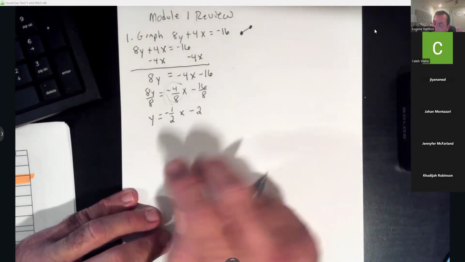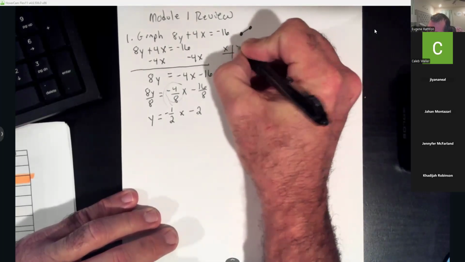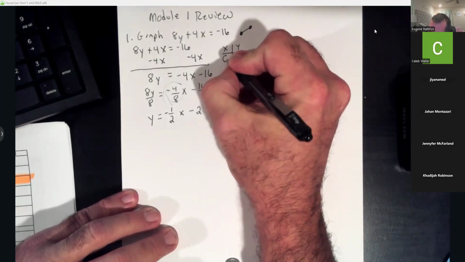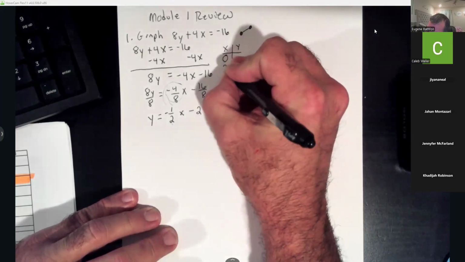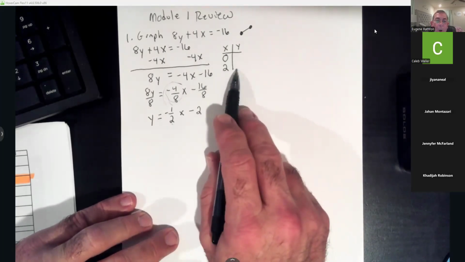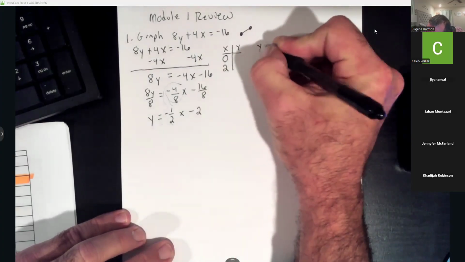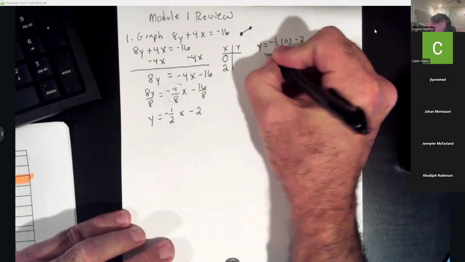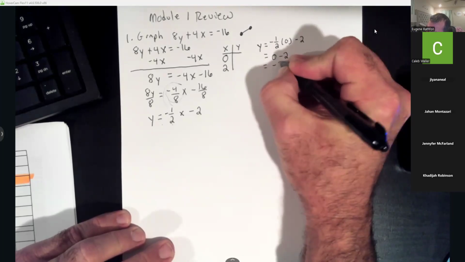All right, so on this one, I would set up a little x and y table. And I need at least 2 points to use that 2-point line tool. So y'all, I'm going to pick 0. And then since I got a fraction here, I'm going to use 2 for my second number. All right, y'all, so let me plug in and get my values for my y. So I'll start out by using 0 for x. So that'll be negative 1/2 times 0 minus 2. Negative 1/2 times 0 gives me 0 minus 2, which is a negative 2.